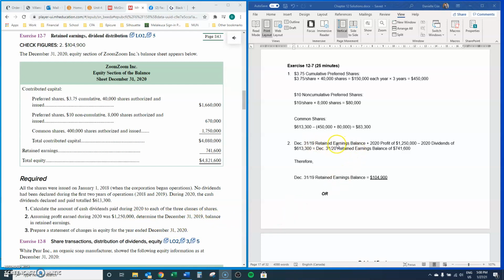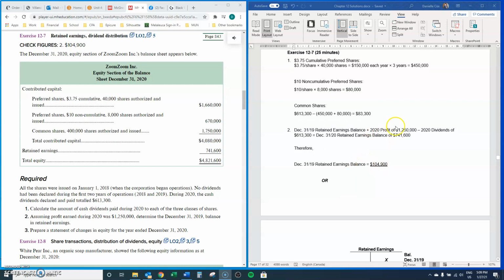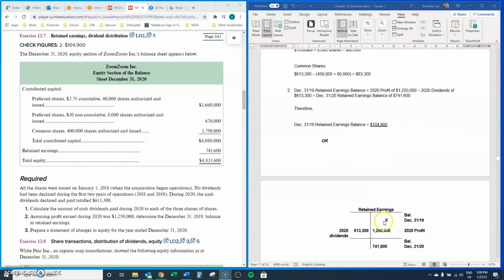So how we would normally calculate it, the 2019 balance in retained earnings, we would add the 2020 profit, we would subtract the 2020 dividends, and we would come up with the balance in 2020. We know this balance, so we have to now do math to work backwards to figure out what this balance is. And it's $104,900. So you just have to do the math with this formula here, or you can look at it in a T account like this.